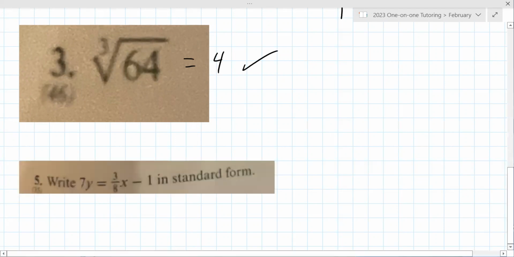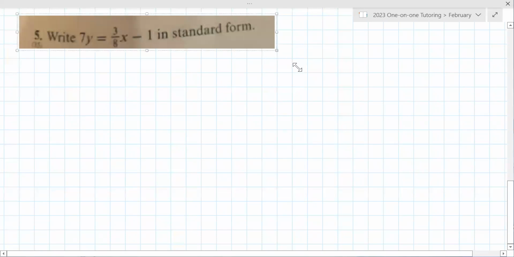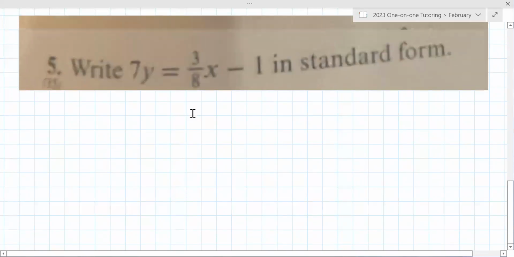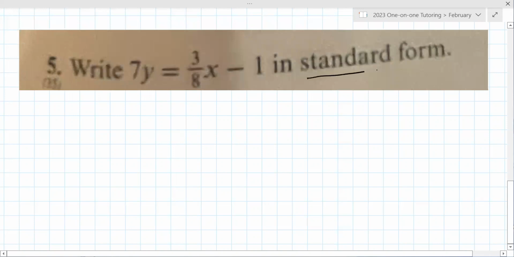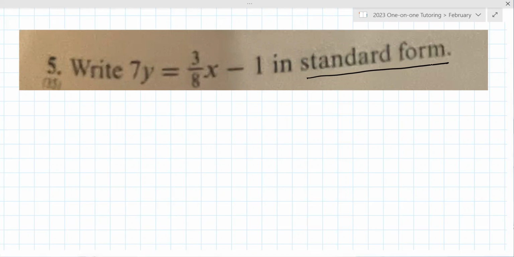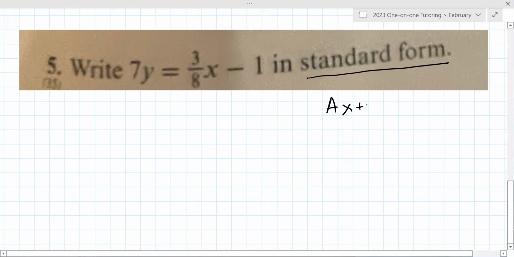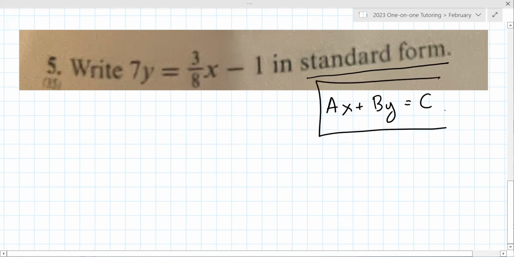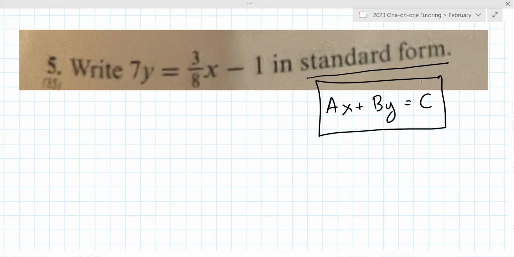All right, so number 5, it says to write this equation in standard form. So you have to first even know, what is standard form? Do you have any idea what that is? I've done it before, but so this is standard form. It's got A's, B's, it's got X and Y in it. Yeah, I remember that equation.